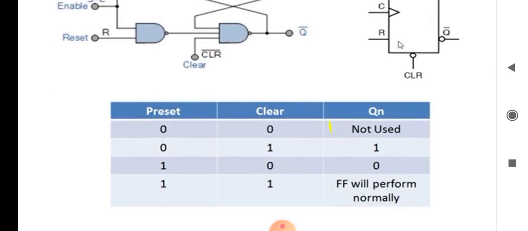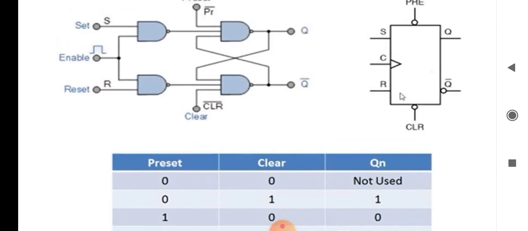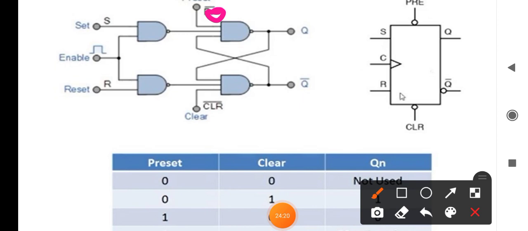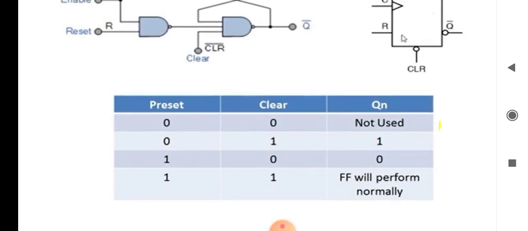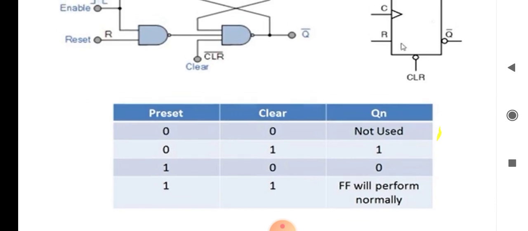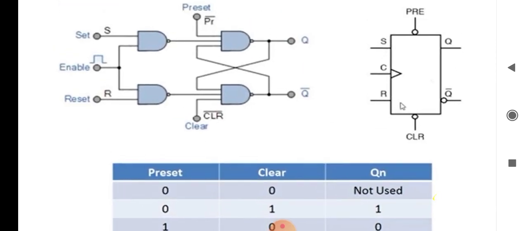So say preset is equal to 0 and clear is equal to 0. It is not used. When preset is equal to 0 and clear is equal to 1, then Q is equal to 1. Say when preset is equal to 0 and clear is equal to 1, Q becomes 1. When preset is 1 and clear is 0, Q becomes 0.